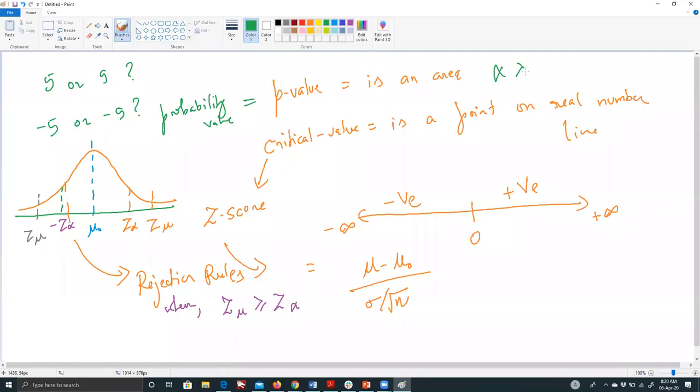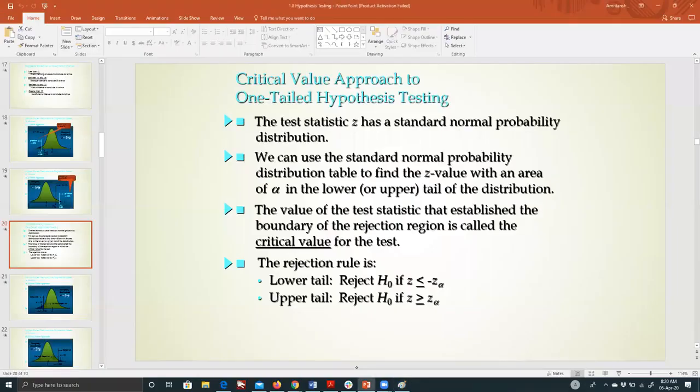So Z mu less than or equal to Z alpha? Sorry, what were you saying here? Because in positive it is a greater than or equal to, in negative it might be the less than or equal to, I mean Z of alpha. You just have to take absolute value of these maybe. Yeah, you can do that, or if you are not allowed, you will have to use two rejection rules.